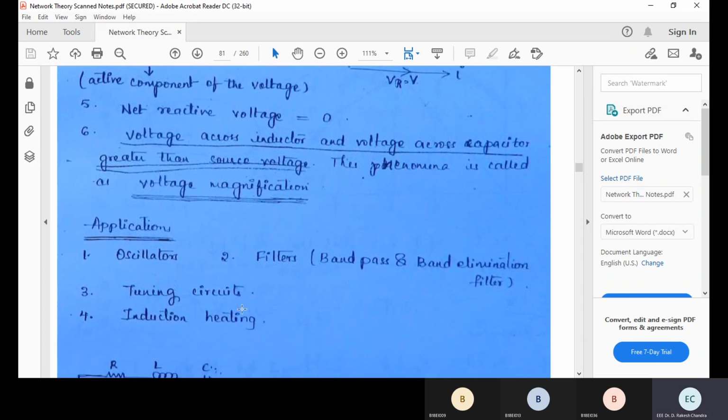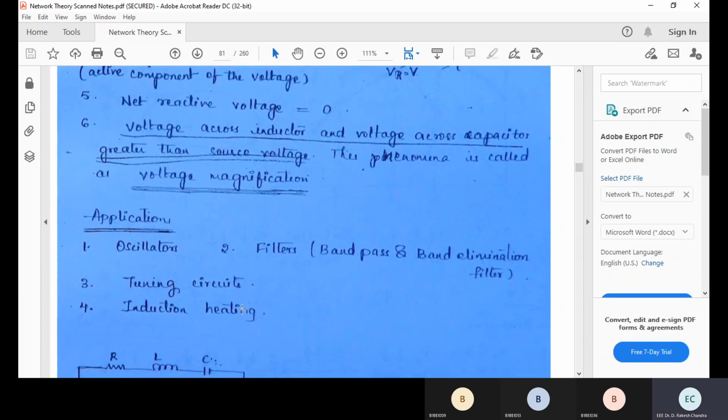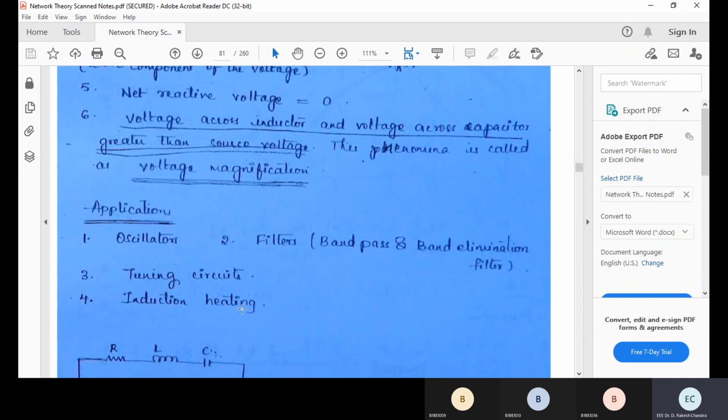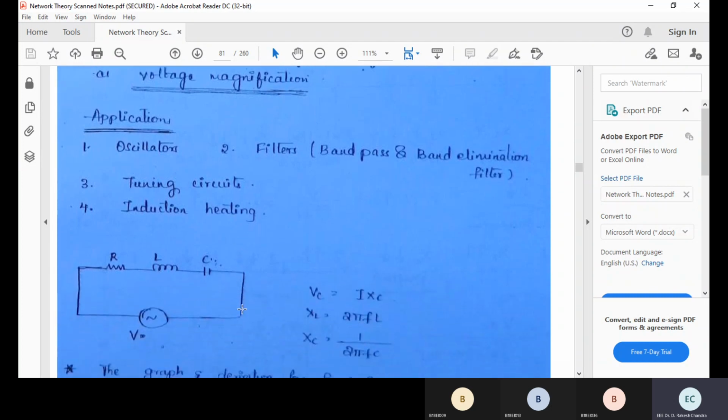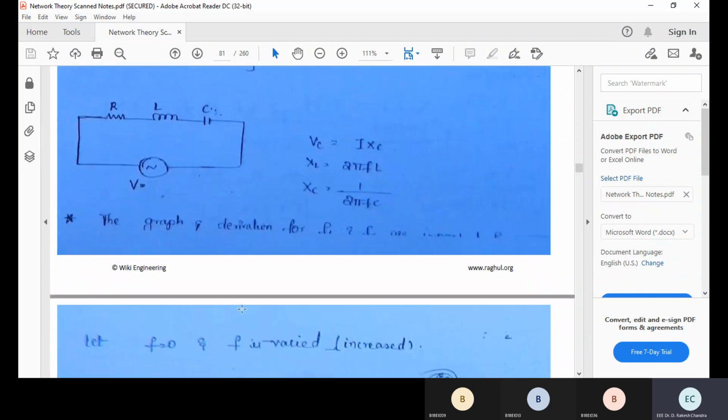So applications, your oscillators, filters, tuning circuits, induction heating, and all such things will work upon this phenomenon called RLC resonance.